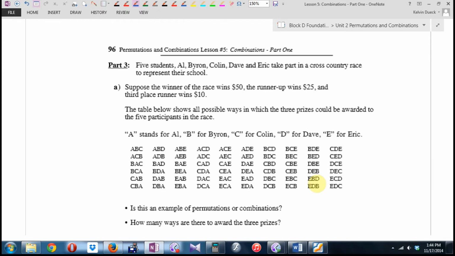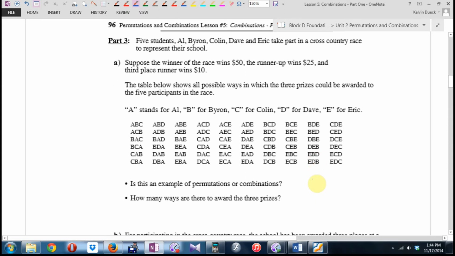The table below shows all the possible ways in which the prizes could be awarded. A stands for Al, B stands for Byron. So we turned it into a word. This is all the possible permutations. In fact, this is an example of a permutation. How many ways are there? Count. Or don't count. Can you multiply, please, by going length times width?